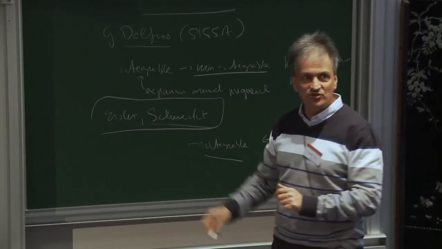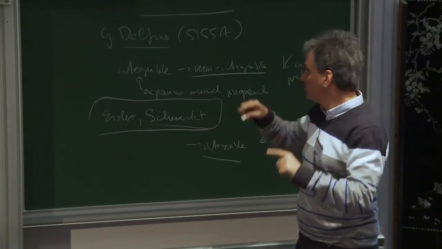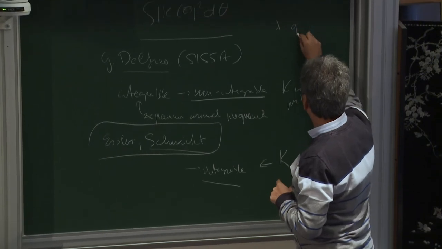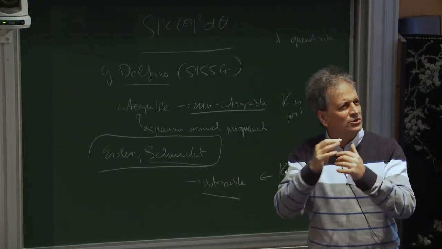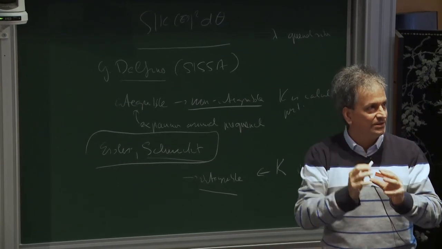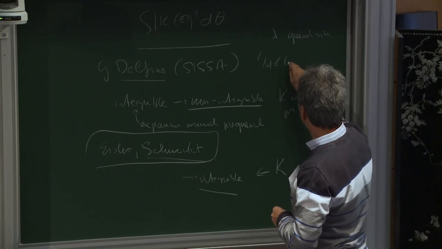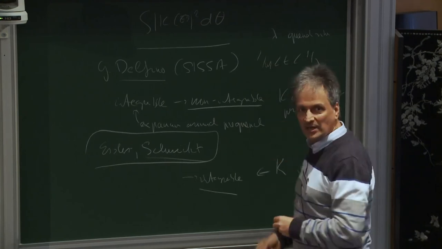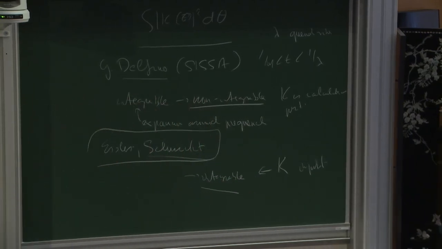For the Delfino expansion, there's another limitation, because he's doing it perturbatively in quench size. Let me call this quench size parameter lambda. There is some parameter lambda which specifies how big the quench is. Because it's perturbative, he also has another limitation that he must stay below 1 over lambda, because otherwise these things would come in.